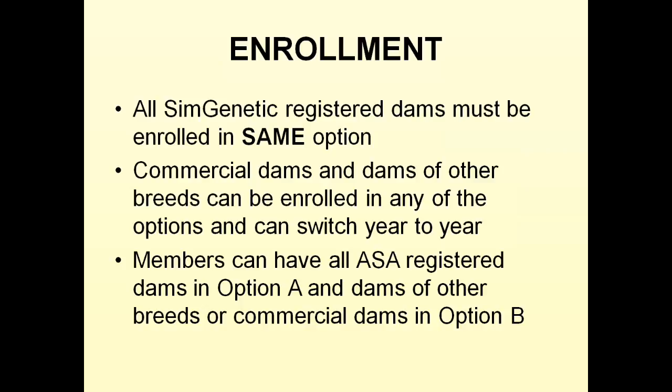Members can have all ASA registered dams in option A and dams of other breeds or commercial dams in option B. So your registered cows could all be in option A, and your cows of other breeds, your commercial females, you could go down through those and pick and choose how you want them enrolled.